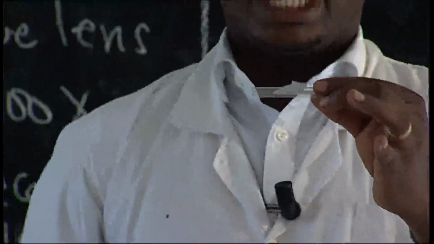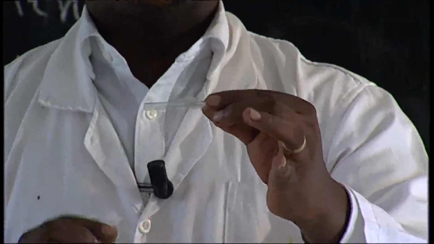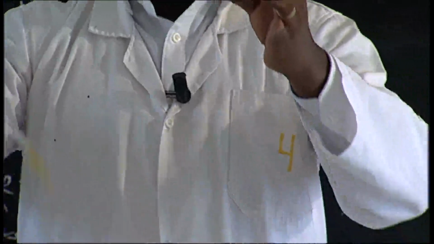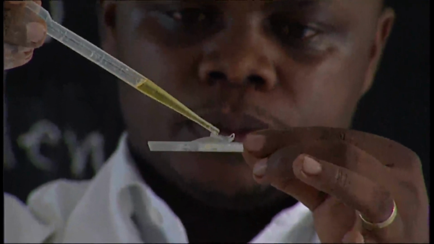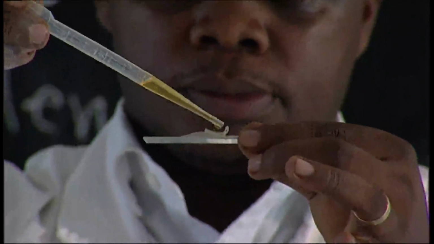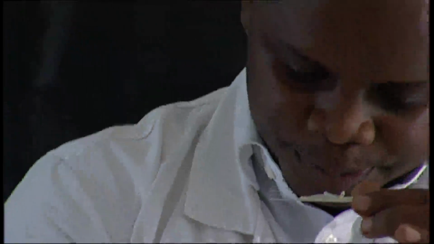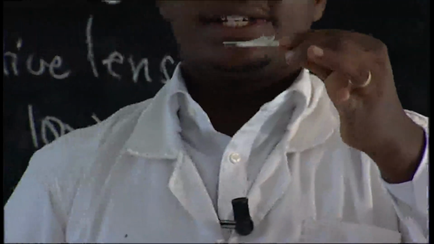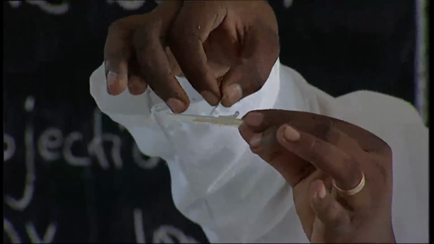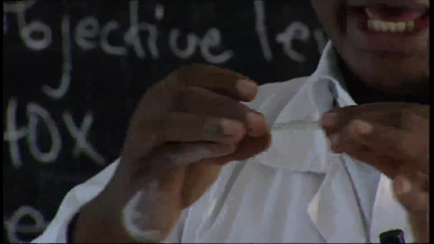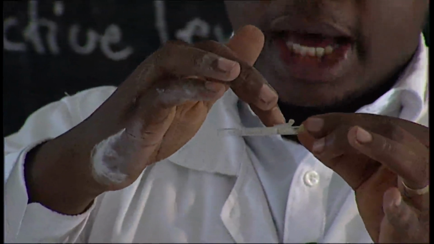Then from there, I have to put iodine solution for staining. I get my dropper. I put few drops of iodine solution. After that, I get my cover slip to put on top of my specimen. I put it on top of the specimen, and I make sure there are no air bubbles.